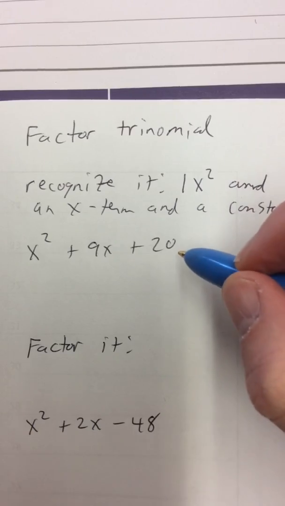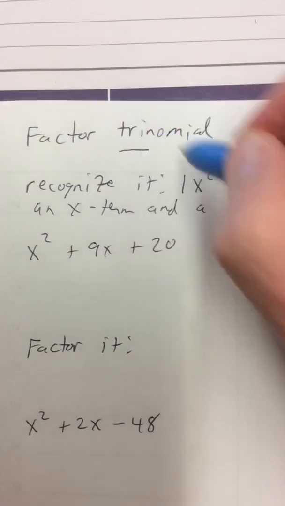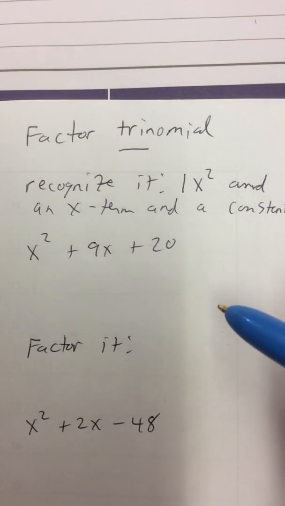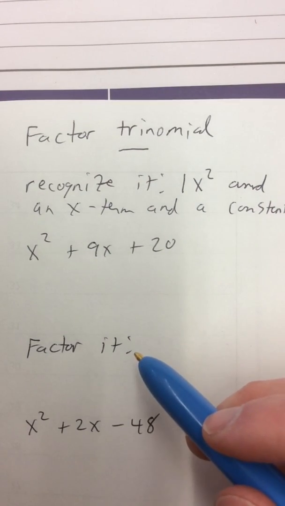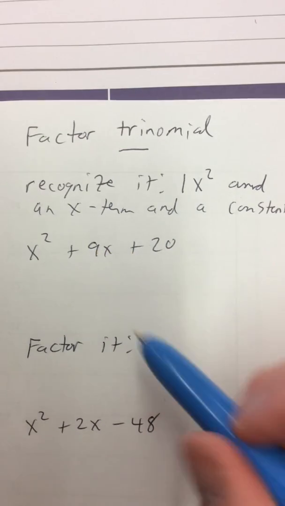20 is a constant, there's no variable. And trinomial, of course, means that there are 3 terms, 1, 2, 3, and there they are. So how do we factor it? We use the two-part question. We ask ourselves what two numbers multiply to make 20, add to make 9.